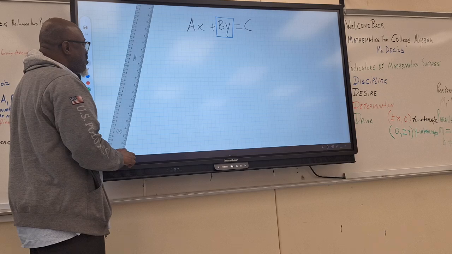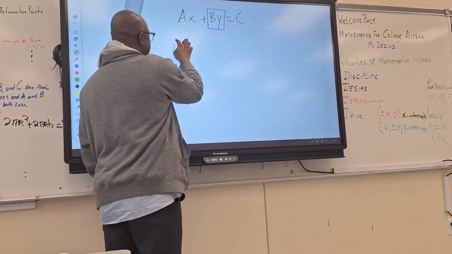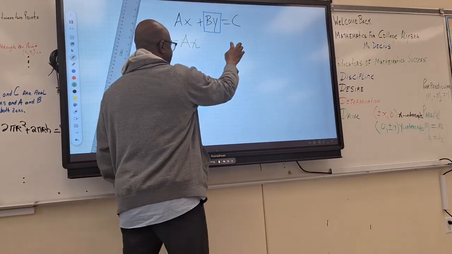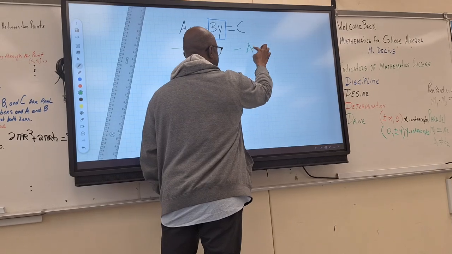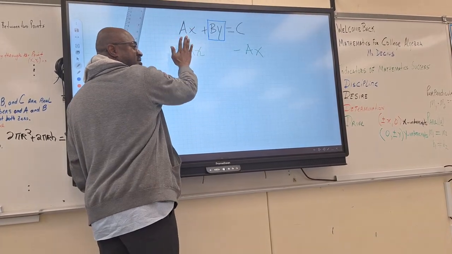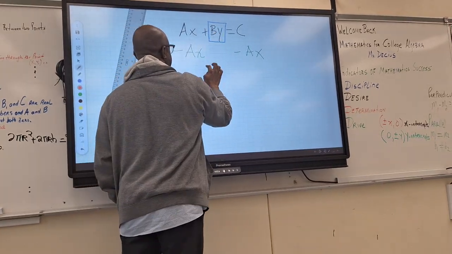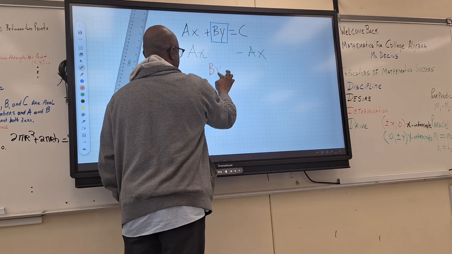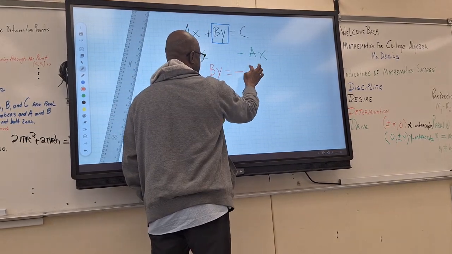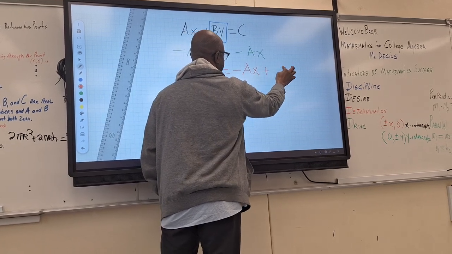In this case, what will you do? Subtract. You will subtract. If you don't see a sign, it's because it's positive, therefore I have to subtract AX on this side. That's all you have to do, just follow the direction. This cancels each other out. Does that make sense? Now I can bring this as what? BY = negative AX alphabetical order + C.